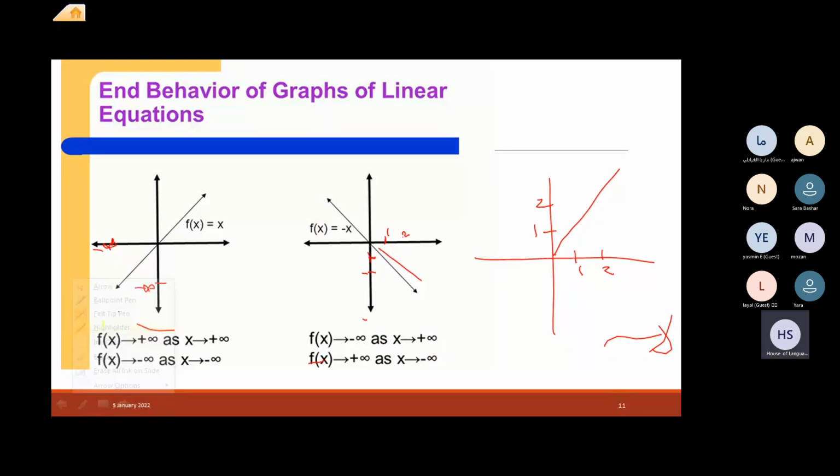What is the same? Positive or negative. If they are increasing, both are the same. If they are decreasing, one is negative and one is positive. I told you that if it is decreasing, when the output increases, the input will do what? Decrease. They are in opposite directions. One is positive, one is negative. But if they are increasing, both of them have the same direction, positive or negative.